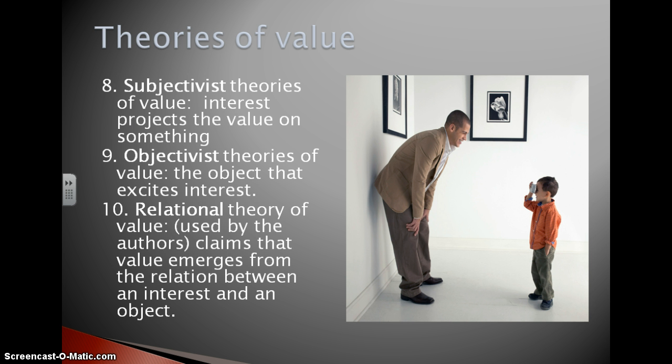Theories of value. I told you this was going to be more intellectual, and there's really not a lot to give pictures to, but I thought this kind of captured it. There are three theories. The subjectivist theory is that interest projects the value onto something. Okay, so it comes from inside us and we project it onto that thing. Objectivists say the object is what creates the interest. So one is we look at the item and we give it value, or the object itself creates interest in us. And then a third kind of combines it, relational theory: the value emerges from the relation between interest and an object.